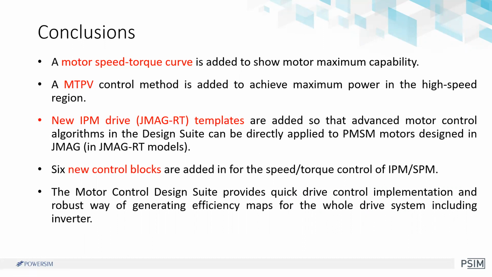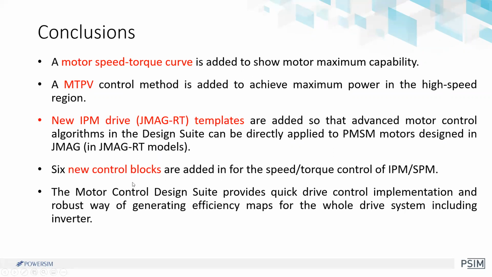And in conclusion, I showed you the speed torque capability, which makes it very easy to see the maximum capability of a motor without even running it. MTPV control is new, we have added it for the higher speed region. And all these new templates are available, which link our design suite with the JMAG RT. It is very easy to import the file and run the realistic machine model there to get your efficiency map and all those things. New control blocks are there, new 6 control.